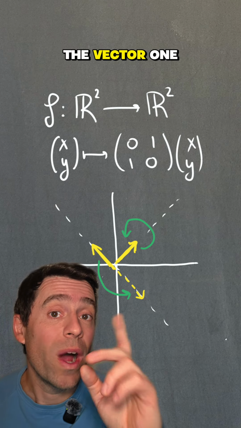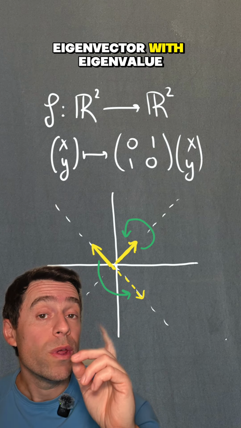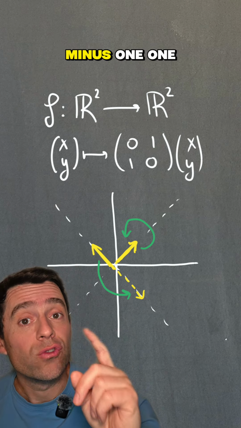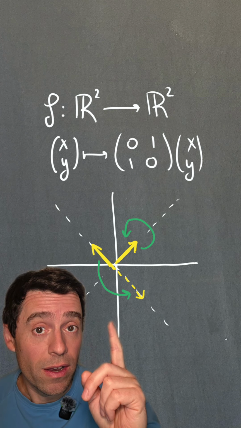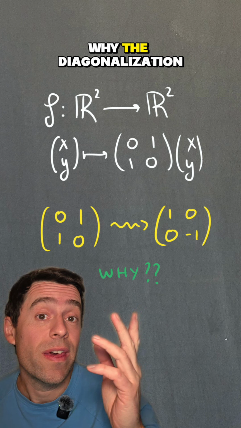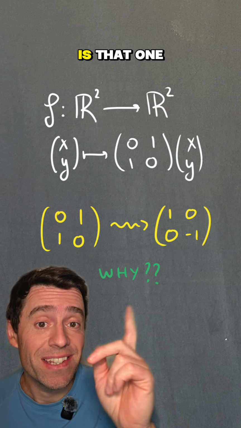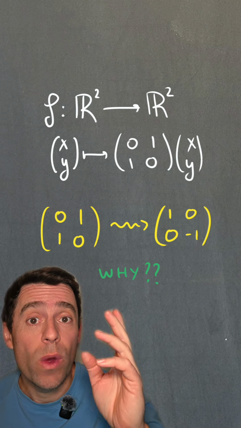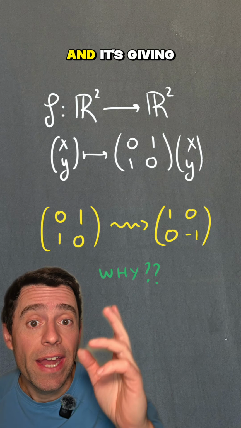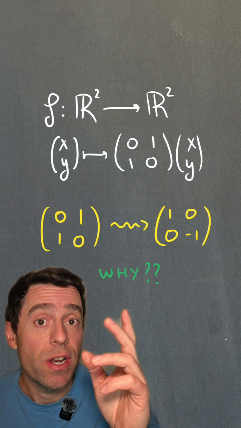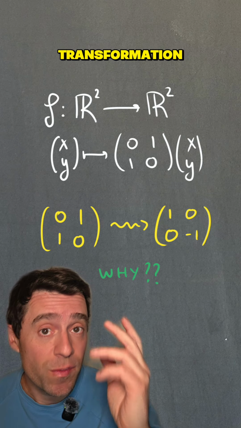That means that the vector (1, 1) is an eigenvector with eigenvalue 1, and the vector (-1, 1) is an eigenvector with eigenvalue -1. And that's the reason why the diagonalization of this matrix is that one, and it's a matrix where this linear map is much easier to understand, and it's giving me essential information about that linear map and the transformation.